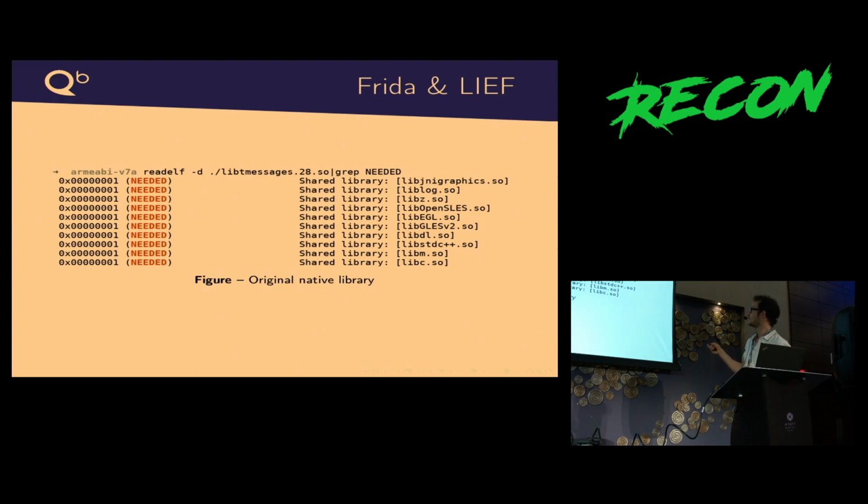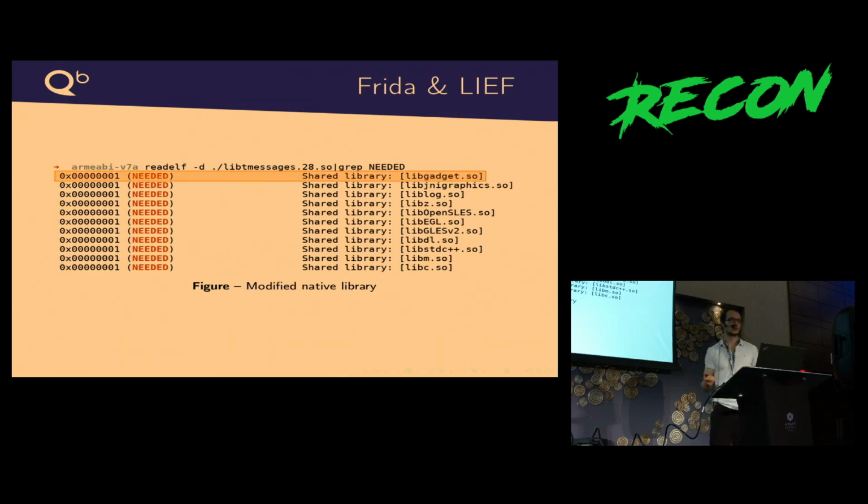And what we did, here is the original dependency of libtmessage from Telegram. So here we have the JNI library, the liblog library that is used for logging purposes, the libc and so on. And by doing the same modification as described before, we add libgadget.so. And now we repackage the APK, we resign, and we install the APK as a normal user.